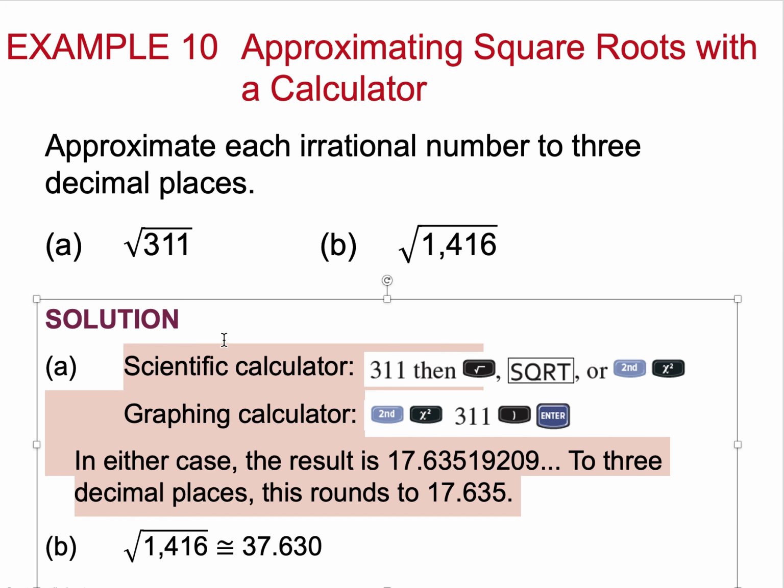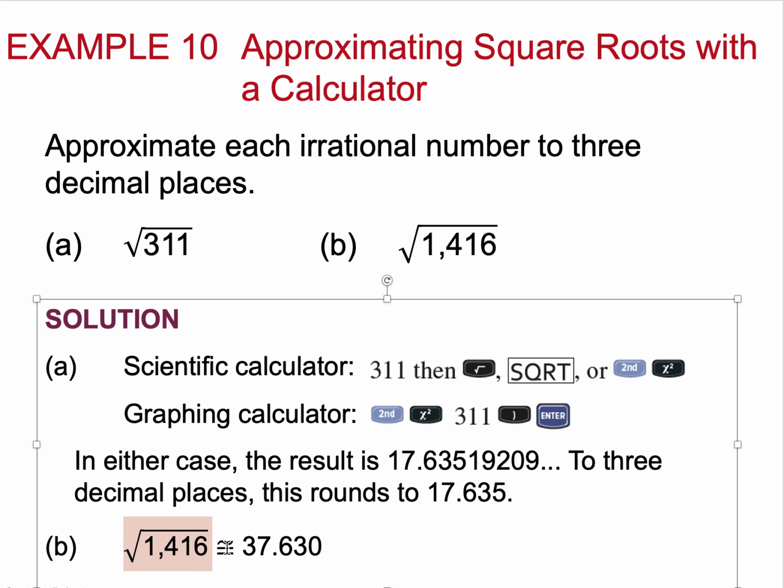If you're in Web 2.0, you just hit the square root button and then you type 311 and then you hit enter. So the Web 2.0 calculator that I use in my other videos is way faster. And so try this in the calculator to see if you arrive at the answer of 37.630.